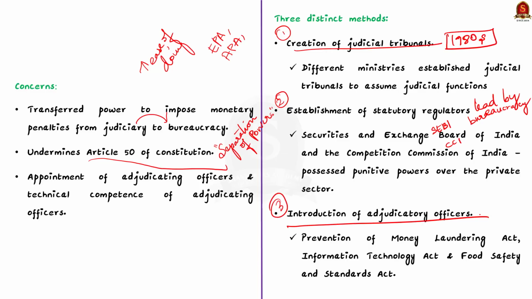See, the Union government introduced the role of adjudicatory officers in various laws like the Prevention of Money Laundering Act, the Information Technology Act and the Food Safety and Standards Act. These officers, who were also bureaucrats, were granted the authority to impose penalties on businesses. The Jan Viswas Act follows a similar pattern by creating adjudicatory officers within the bureaucracy to levy penalties. So these are some of the areas where the executive branch encroaches upon judicial power.